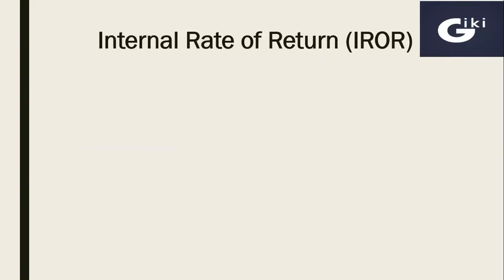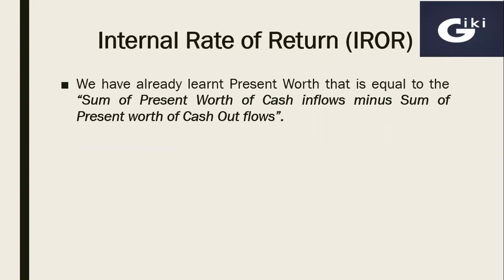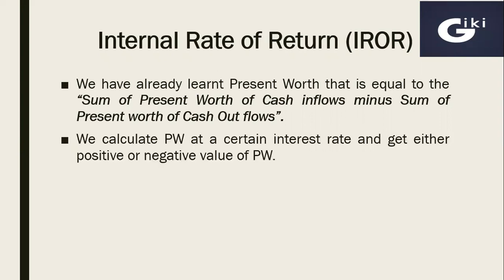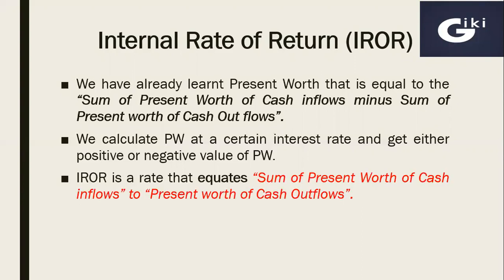So let's start by understanding the internal rate of return. We have already learned present worth, that is equal to the sum of present worth of cash inflows minus sum of present worth of cash outflows. We calculate present worth at a certain interest rate and get either positive or negative value of present worth. So internal rate of return or rate of return is a rate that equates sum of present worth of cash inflows to present worth of cash outflows. It means this is a rate of return at which the present worth becomes zero.